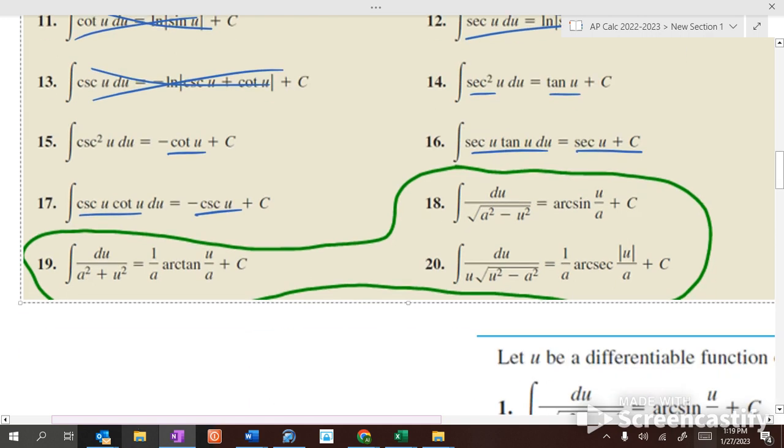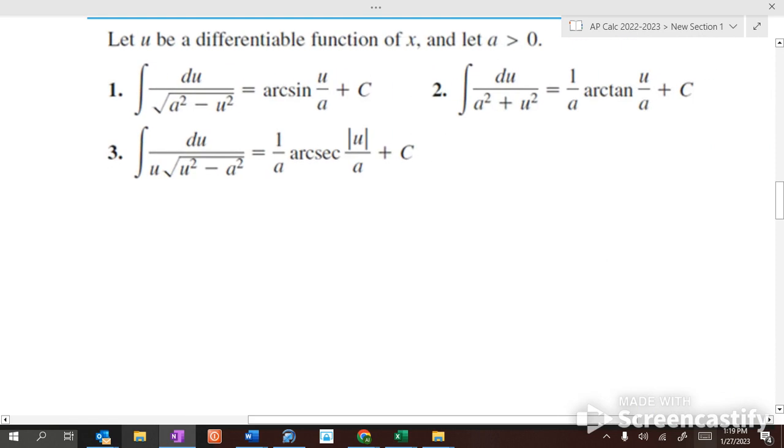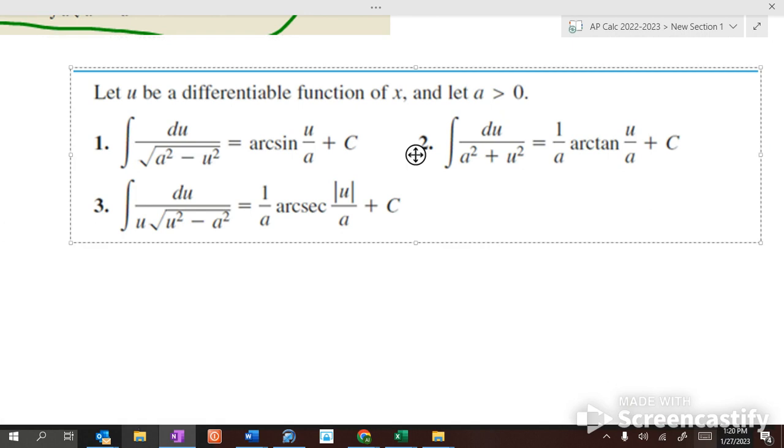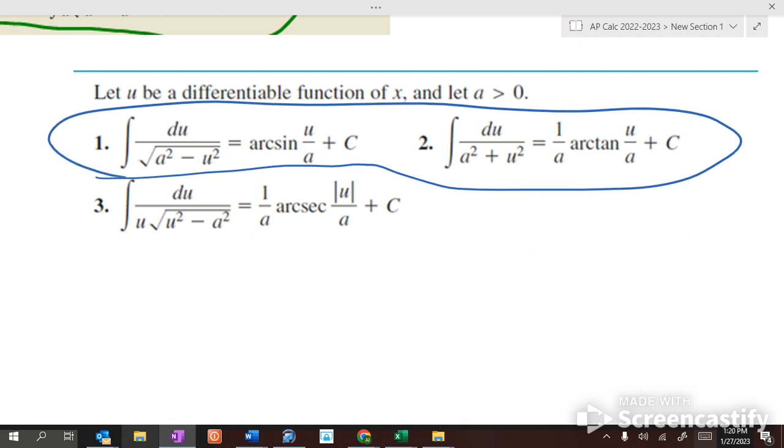What we're going to focus on today is these, which I have rewritten right here. So when we integrate this, we get the arc sine. When we integrate something that looks like this, we get the arc secant, and this, the arc tangent. The ones we use most often are these two: arc sine and arc tangent, which is the same as the inverse sine and the inverse tangent.